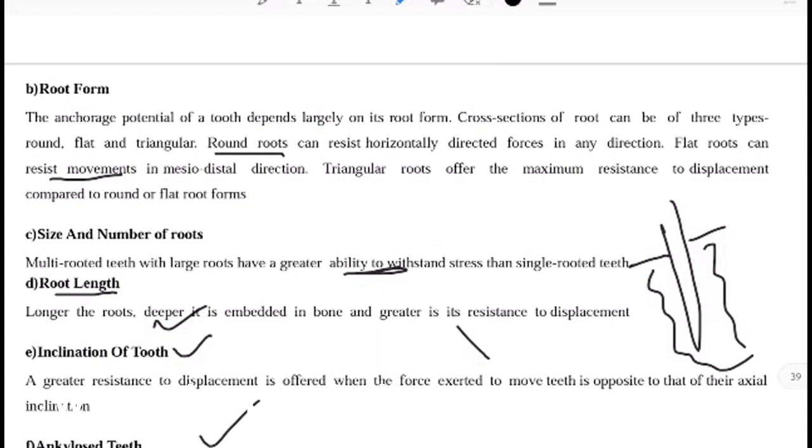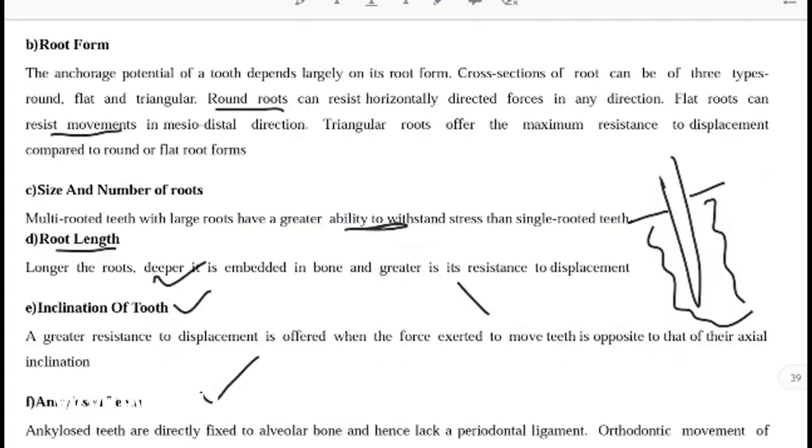Then ankylosed teeth. What happens with ankylosed teeth? Ankylosed means fixed, right? They don't have the periodontal ligament, and they have bone in that place. So it is very fixed. If you want orthodontic movement of such an ankylosed tooth, it is not possible. But if you want an anchor, then it is an excellent anchor. Whenever possible, you can use that ankylosed tooth as an anchor, but you can't move that tooth. It will be permanently fixed in that position because you have bone all around and no periodontal ligament around the tooth. That's why you call it an ankylosed tooth.